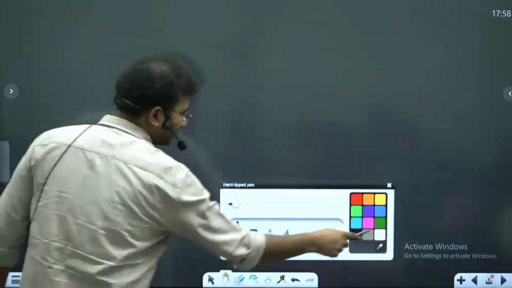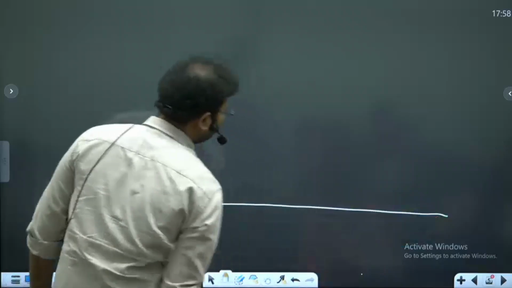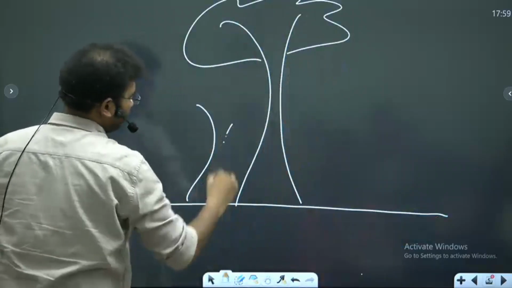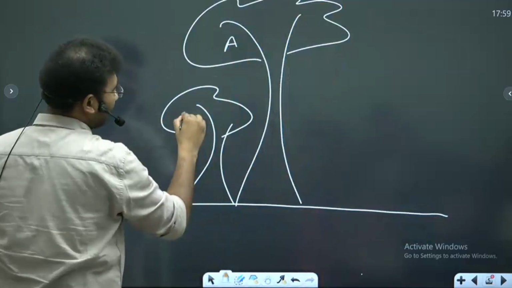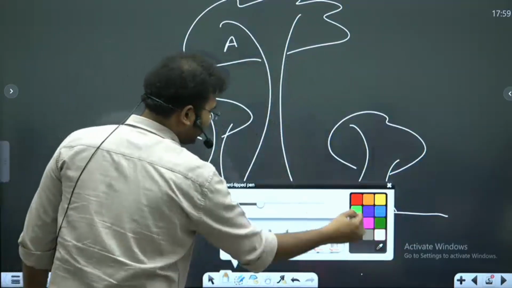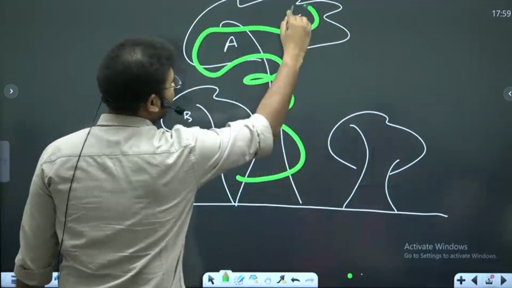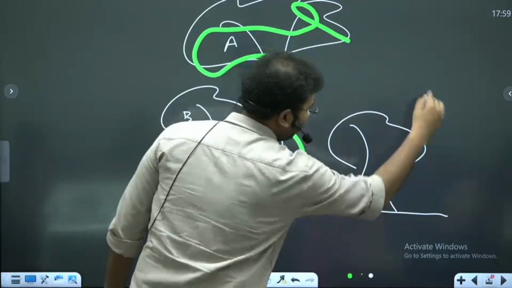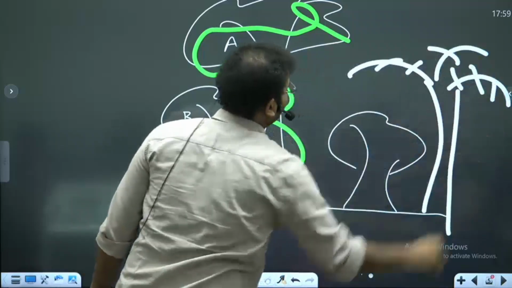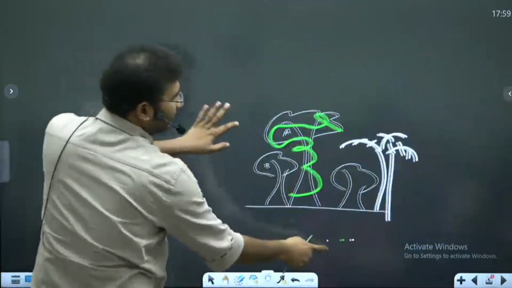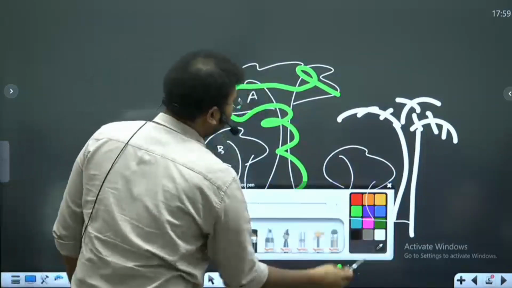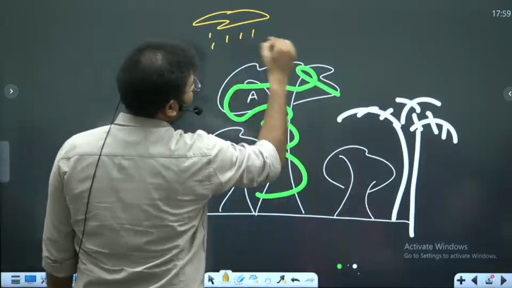In the evergreen forest, suppose if this is the tree, this is a big tree, then you have a lower layer, this is A layer, you will have a B layer, then you have a C layer, or likewise you will have some creepers creeping on them. Then you will also have another layer. So when you are watching this evergreen forest, firstly the rainfall should be very high. ठीक है?